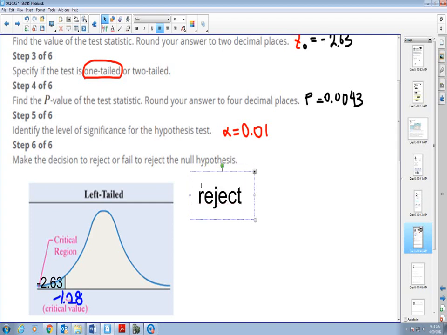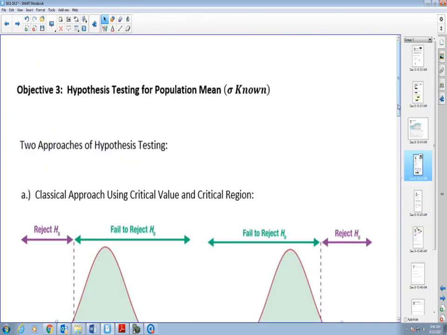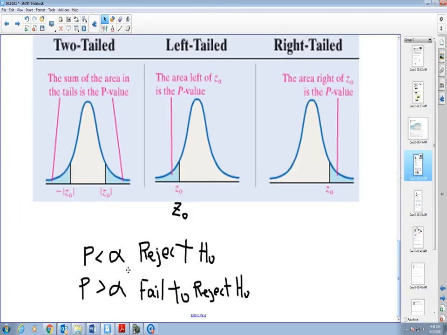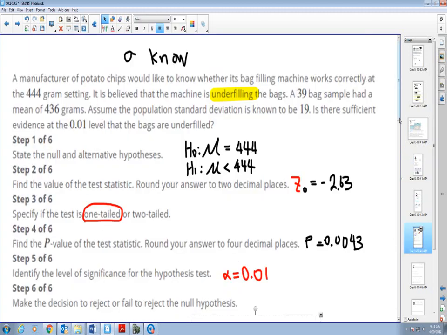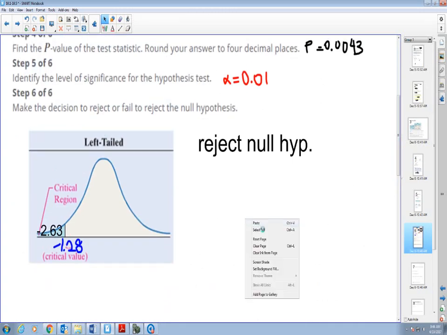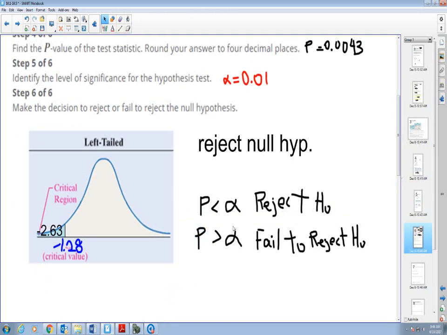That's my conclusion. All right. Remember, there was another approach using the p-value. Remember what I wrote? I wrote if the p-value is less than alpha, we reject. All right. What's my p-value?